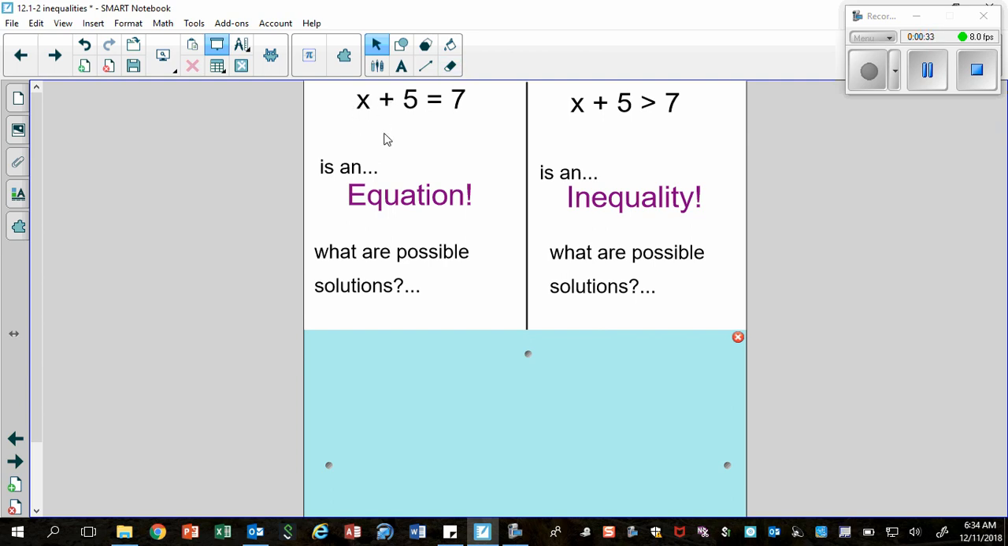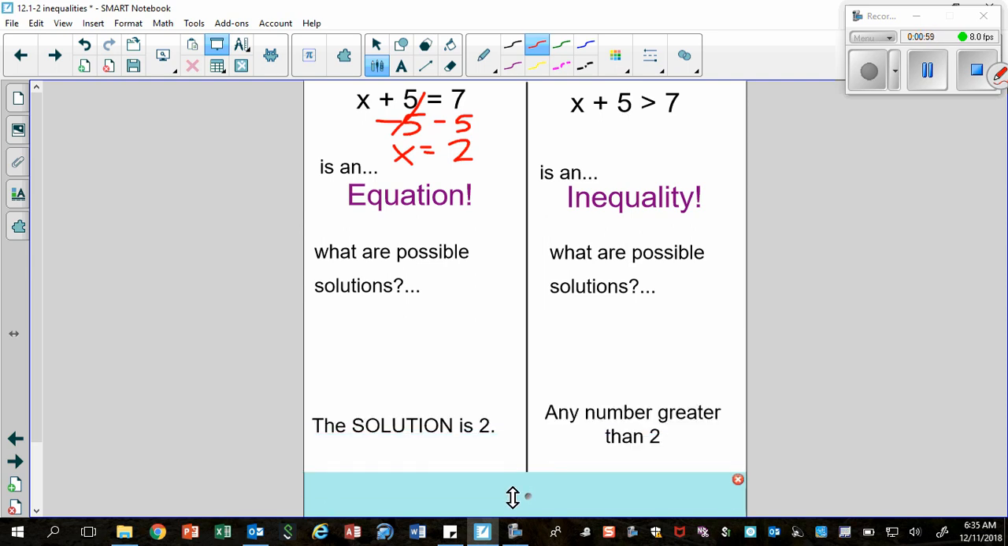In the case of the equation, x can only be one thing. We know that if we solved it, x can only be what? x can only be 2. So there's one solution. Whereas if we solved x plus 5 is greater than 7, which we're going to do in a second, there are many, many solutions. Anything plus 5 can be greater than 7. Any number greater than 2 would be all of your solutions.